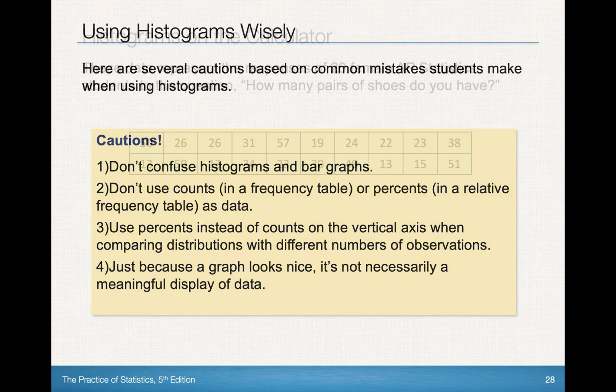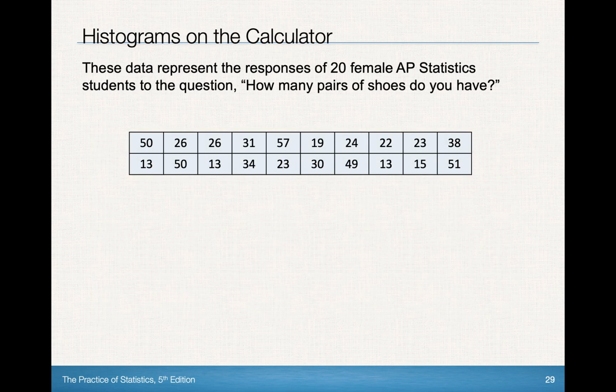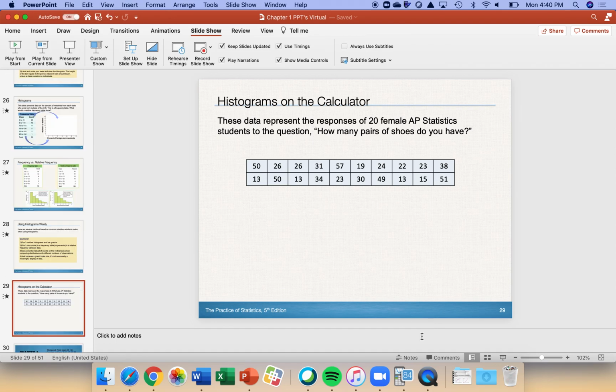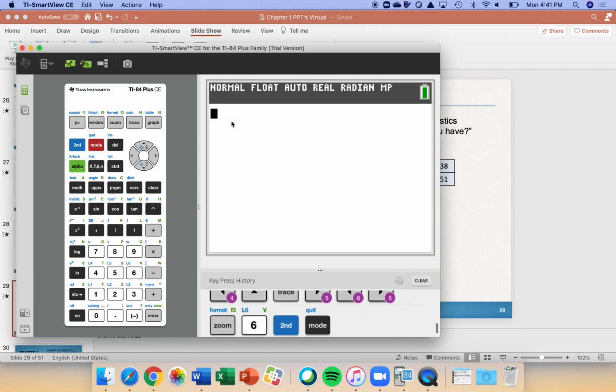So what we're going to do now is create a histogram on our calculator. And we're going to use the data of the 20 female AP Stat students, and we asked them how many pairs of shoes they have. So I'm going to exit on my PowerPoint, and you should all have your TI-84, and I'm going to pull my TI-84 up right here. And this is kind of what you see, right? You have an open screen.